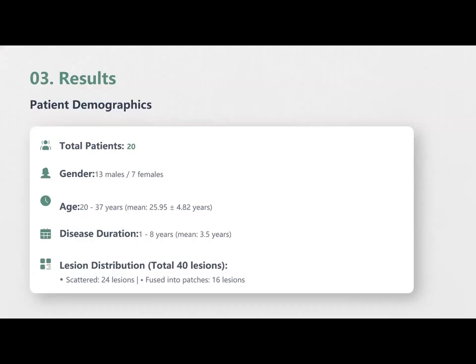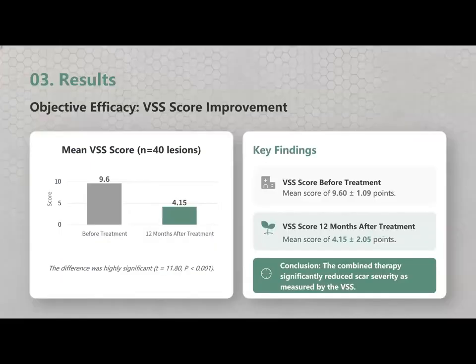Now, let's examine the outcomes. A total of 20 patients were recruited with an average age of 26 years. In aggregate, 40 lesions were treated, which were either dispersed or coalesced into large patches.